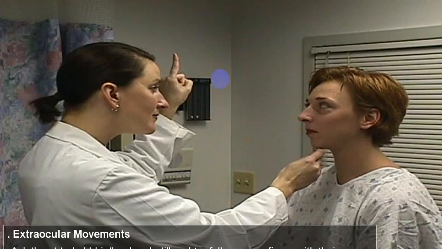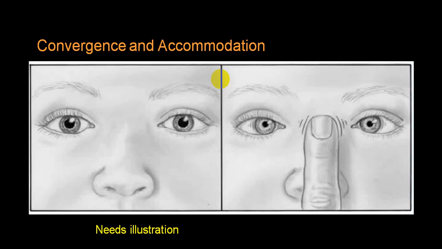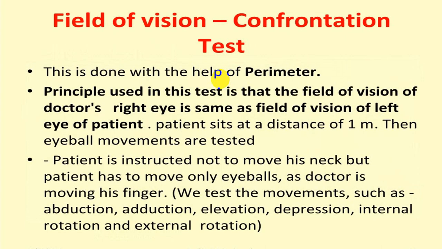This is the confrontation method. You are asking for eyeball movement. These are movements in 6 different positions. This is convergence and accommodation. This can also affect your field of vision as well as acuity of vision. And when you do it by the confrontation method, perimetry method is gone.